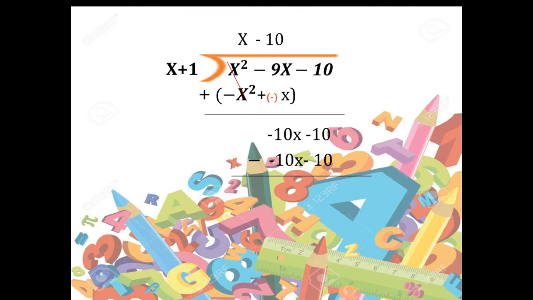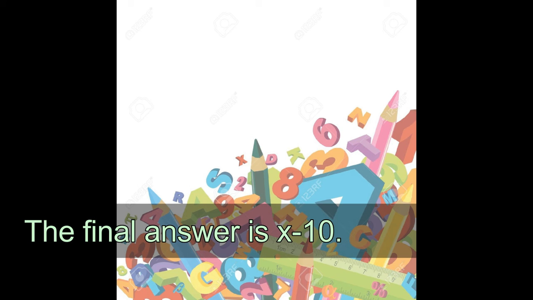Now, let's proceed to the subtraction of polynomials. So, the result is 0. And the final answer will be x minus 10.